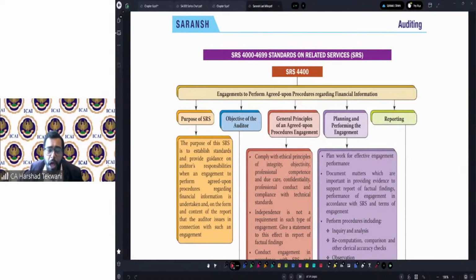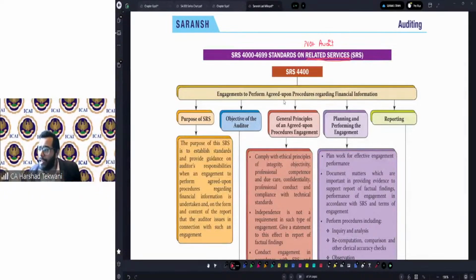Now, what is this SRS, where is it used, and how is it different from normal SAs? So for the first time, we are using SRS, not an SA. It's not the standard on auditing. It is the standard on related services. So the first difference here is that we are not doing audit. It's a related service. Understand? It's not audit. SRS is not audit. It's on related services.